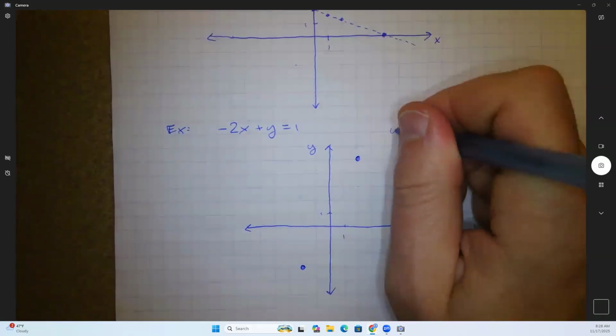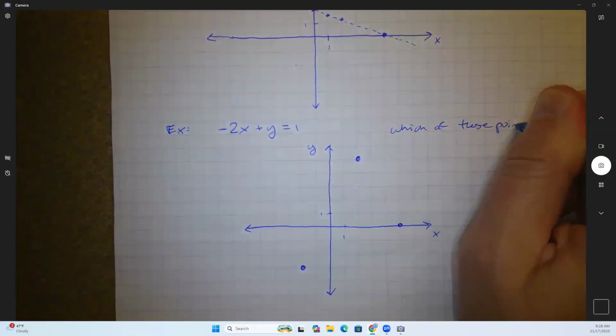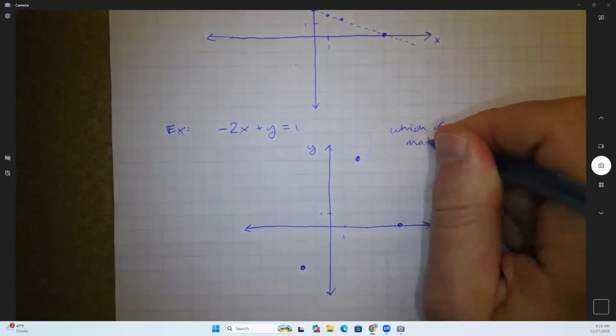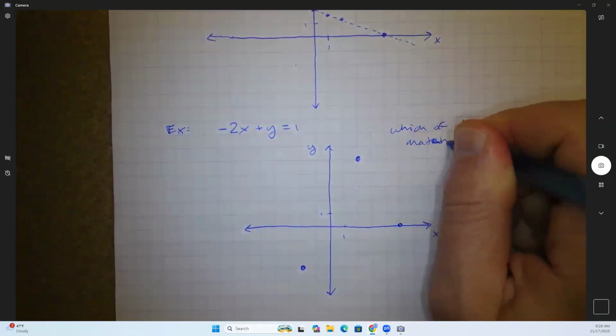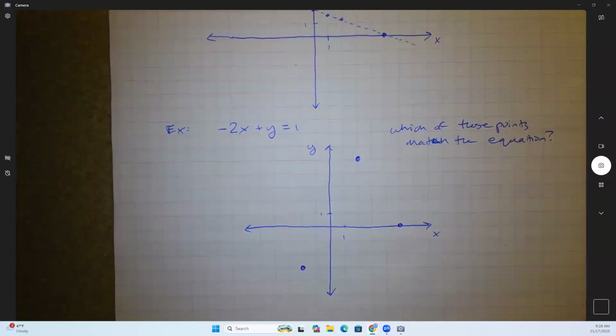Okay, so which of these points match the relationship or the equation? And this is also something you did last week. Only last week I gave you coordinate pairs, and now I'm giving you points on the graph.